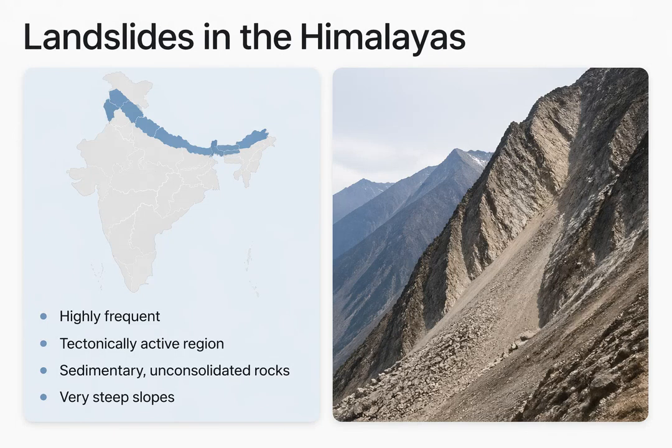Looking at India specifically, debris avalanches and landslides are incredibly frequent in the Himalayas. There are several geological reasons for this. First, the Himalayas are a young, tectonically active mountain range, meaning earthquakes frequently destabilize the slopes. Second, they are mostly composed of sedimentary rocks and unconsolidated or semi-consolidated deposits, which are inherently weak. Combined with extremely steep slopes, the region is highly susceptible to massive slope failures.